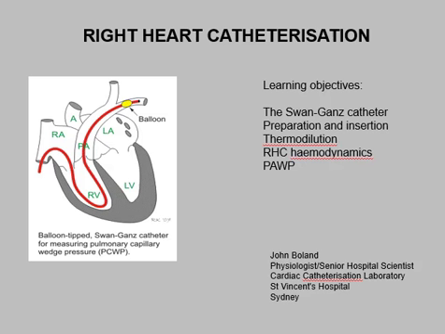Welcome to our lecture on right heart catheterization. This is John Boland. In this lecture, we'll have a look at the components of the Swan-Ganz catheter and how it's used, how it's prepared and inserted into the patient, and how it measures cardiac output by the thermal dilution technique. We'll also have a look at how it measures right heart catheter hemodynamics, including the pulmonary artery wedge pressure.